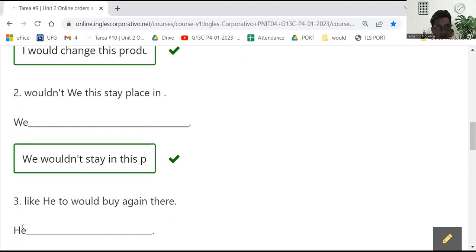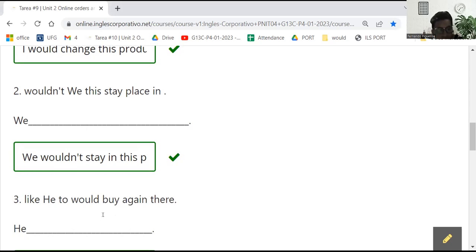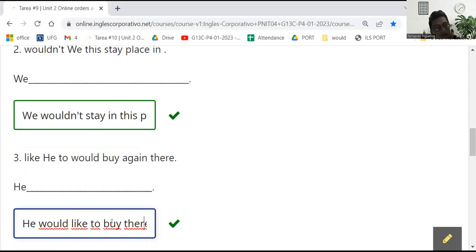Empezamos por el sujeto. Acá ya nos dan una pista. He would. Ajá, he would. Y si es una oración afirmativa, y no hay ninguna contracción negativa, seguiría el verbo, ¿verdad? Verbo, comprar. He would buy. Ah, okay. Muy bien, pero tenemos aquí a like. Entonces sería, he would like to buy there again.